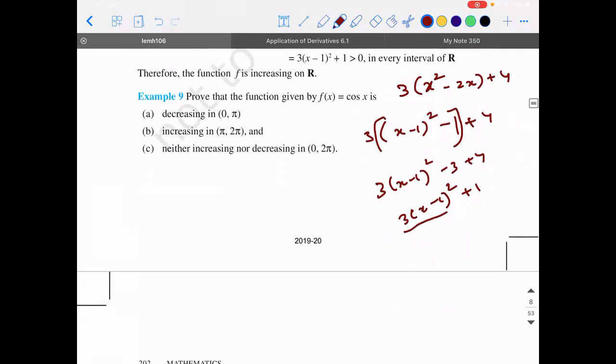If you observe, 3 into x minus 1 the whole square is always greater than or equal to 0. 1 is also always greater than 0. So this is nothing but f dash of x. Since the sum of two positive numbers is greater than 0, whatever is the value of x you are going to substitute from the real number system, f dash of x is always greater than 0. Hence, this function is increasing on the real number R.